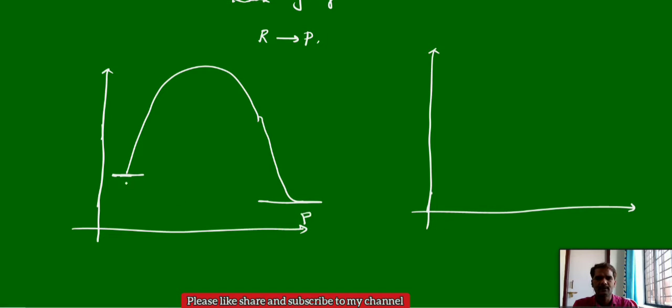And this is the product and this is the reactant. Energy, reaction progress, and this is the maximum energy. This state is called transition state, and the overall energy to reach this transition state is called threshold energy.